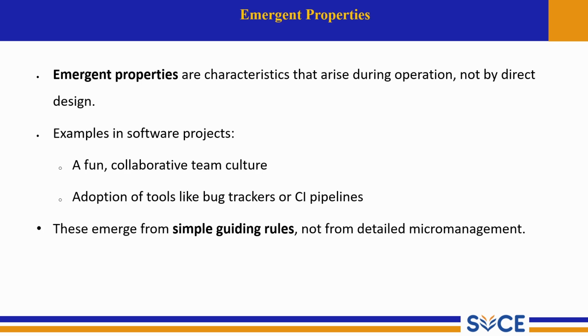Next slide is emergent properties. Emergent properties are characteristics that arise during operation, not by direct design. Here are examples in software projects: a fun, collaborative team culture, and adoption of tools like bug trackers or CI pipelines. These emerge from simple guiding rules, not from detailed micromanagement.